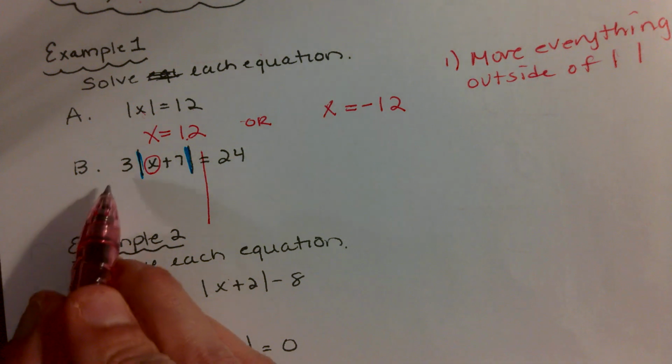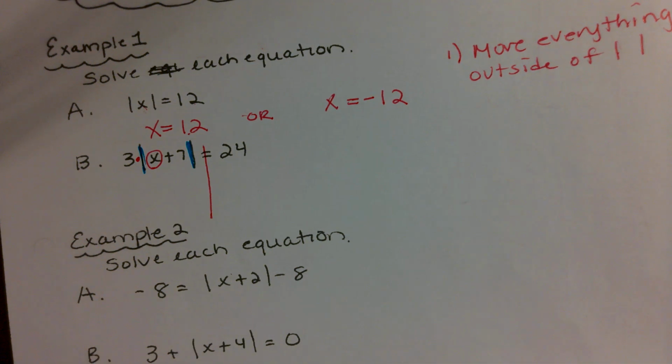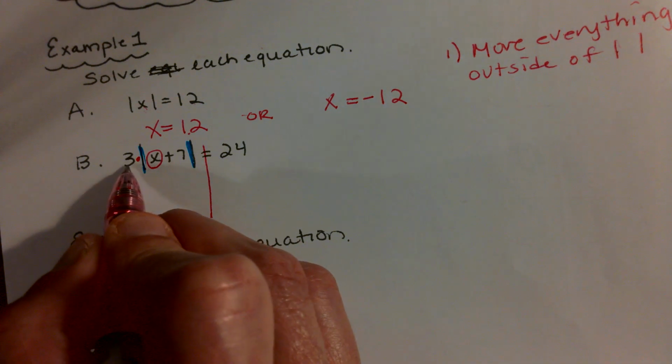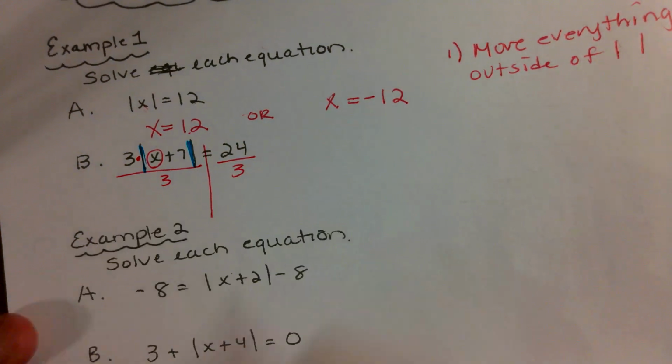Okay, and what is happening here? It's 3 times that absolute value. I have to solve and move that 3 first before I can do anything with the absolute value. So what's the opposite of multiplying by 3? Dividing. So I divide the whole shebang by 3.